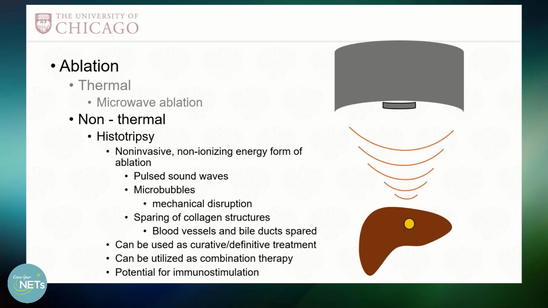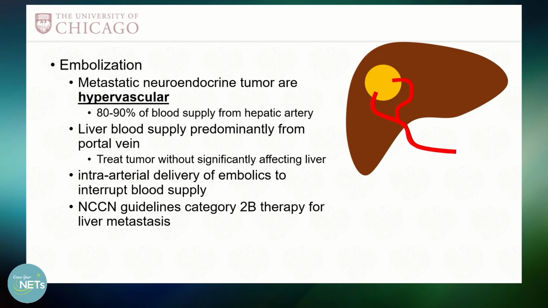Non-thermal refers to histotripsy, which we already had a brief talk on. Once again, this is a non-invasive, non-ionizing form of ablation that uses microbubbles to mechanically disrupt tissue. It can be used as a definitive treatment and also can be used in combination therapy. Metastatic neuroendocrine tumors are hypervascular.